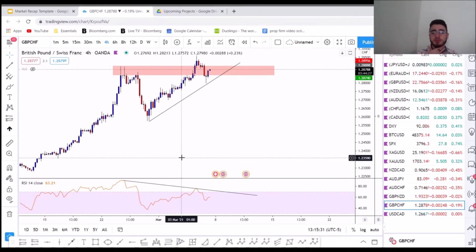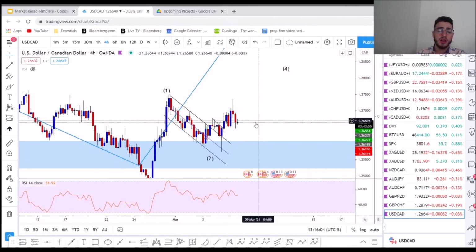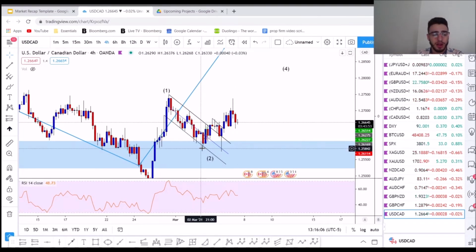Moving on to GBPCHF, it's pretty much the same bias, but this one is definitely possible to be invalidated if we invalidate this double top. That does not mean that this will not come lower, but it might mean that we have short-term movements to the upside. The reason that I'm still going to be bearish on this is because we are maintaining pretty heavy divergence on the 4-hour.